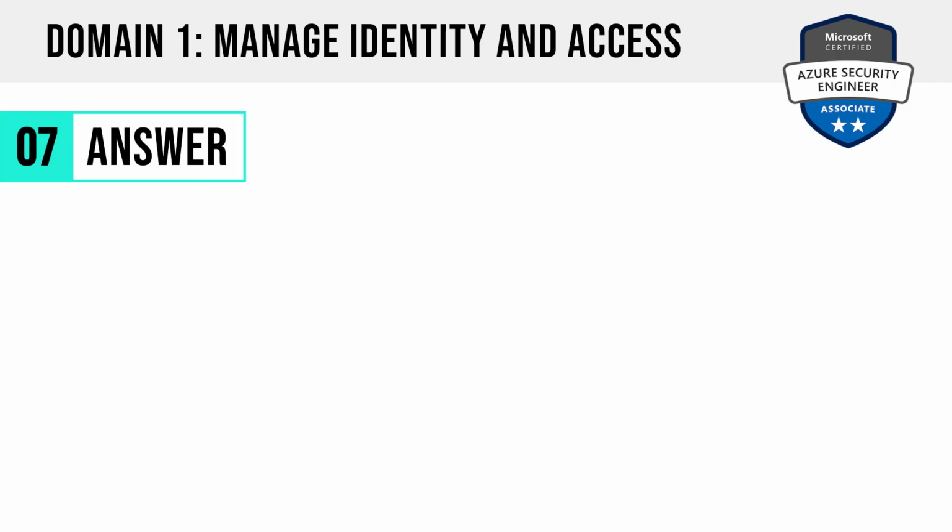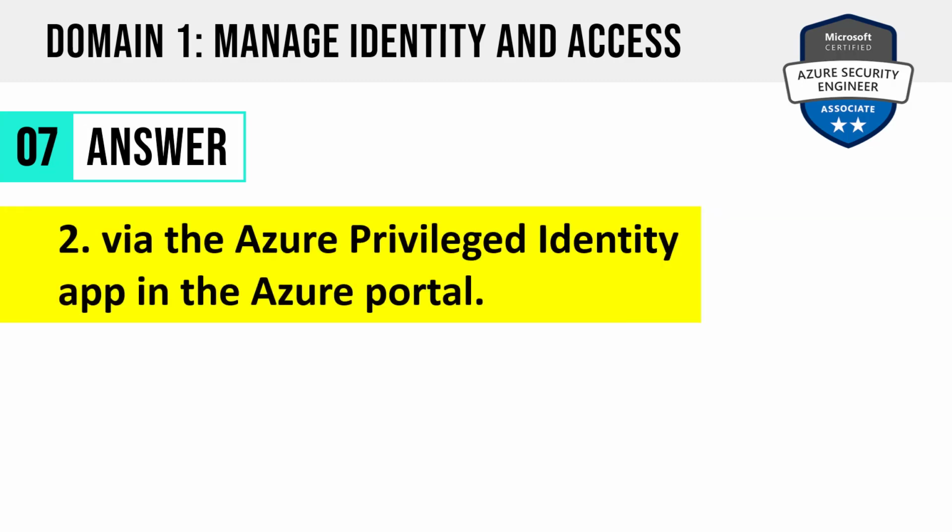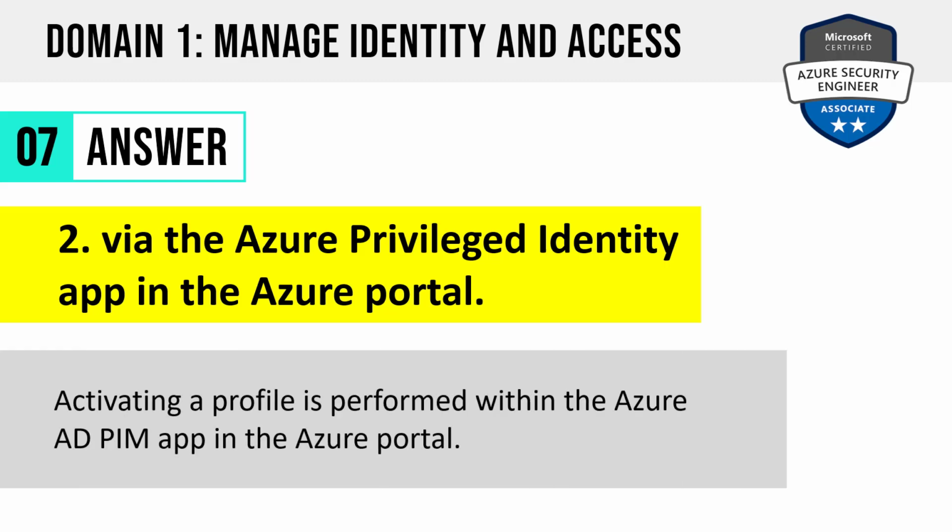And the answer is via the Azure Privileged Identity app in the Azure portal. Activating a profile is performed within that PIM app in the actual portal and nowhere else.